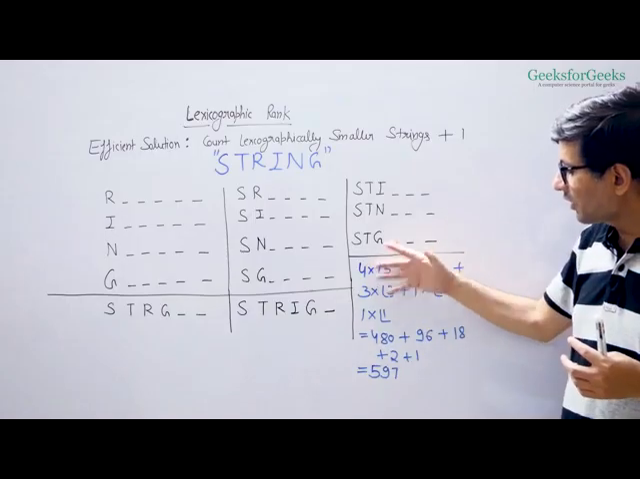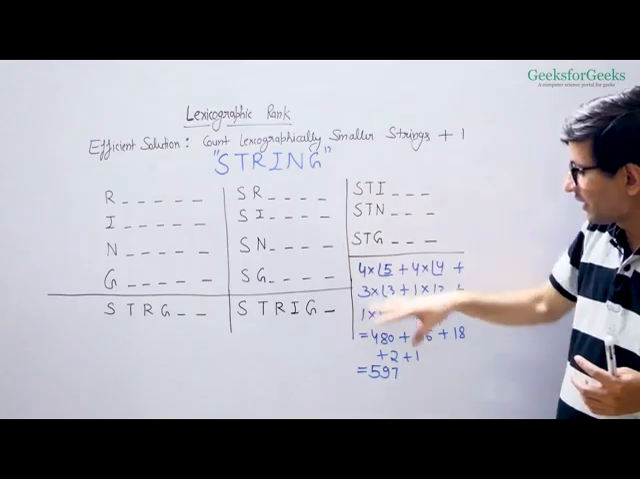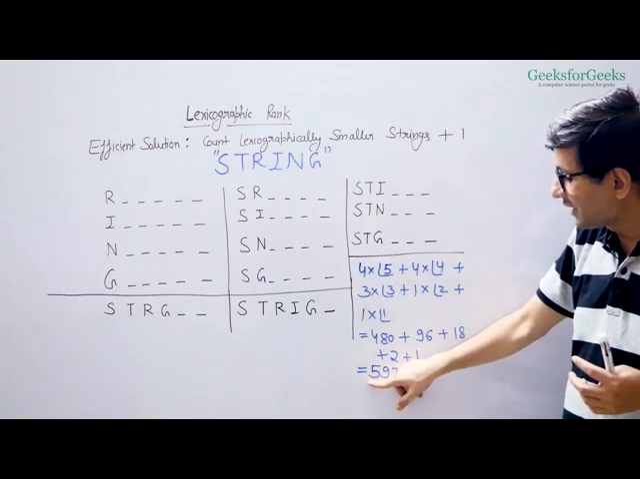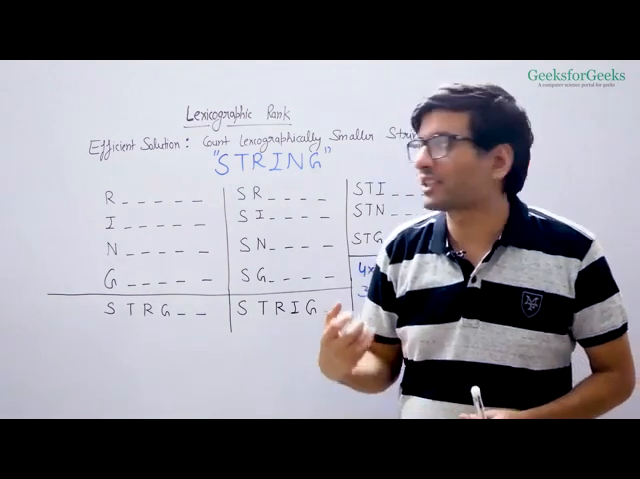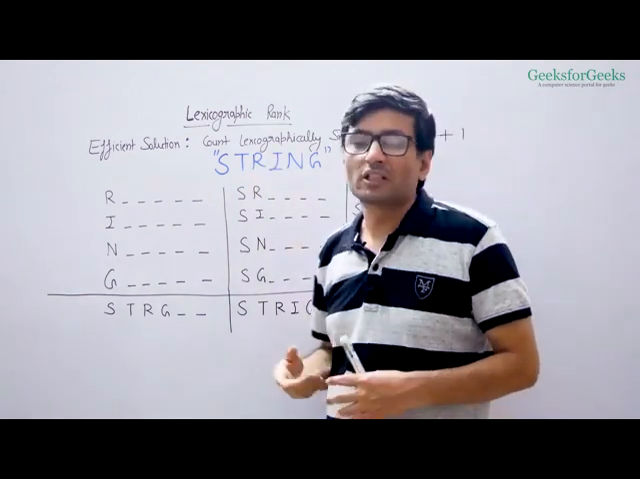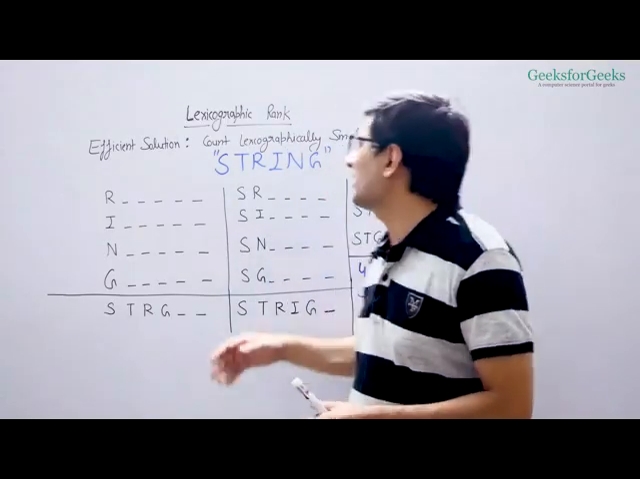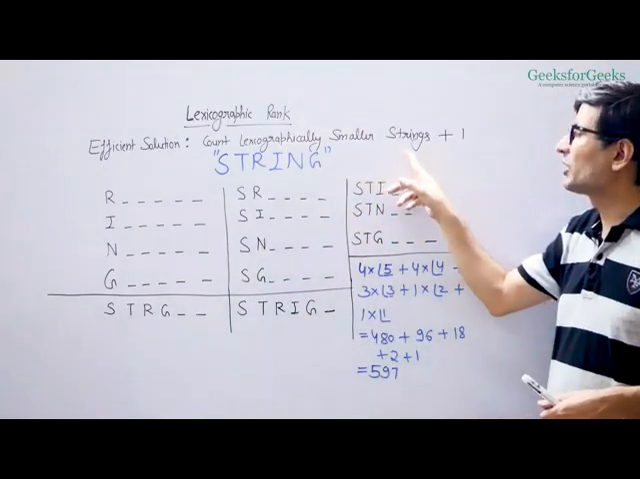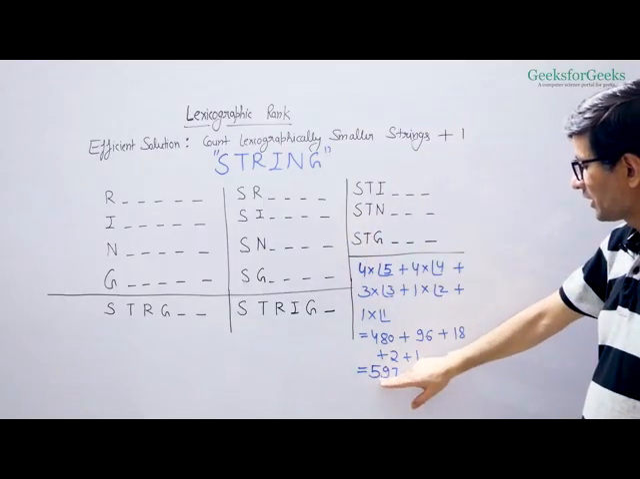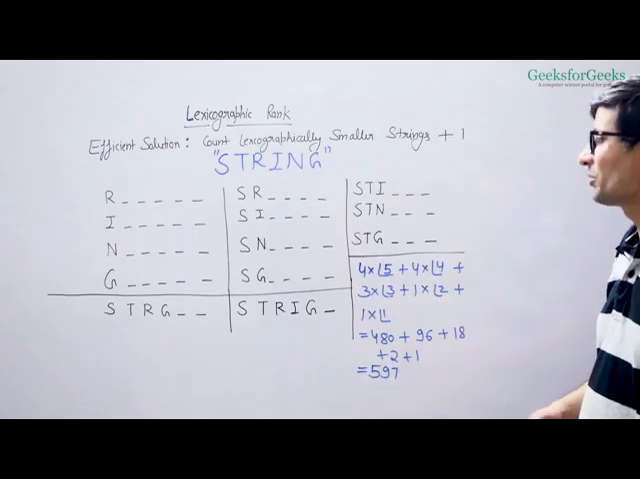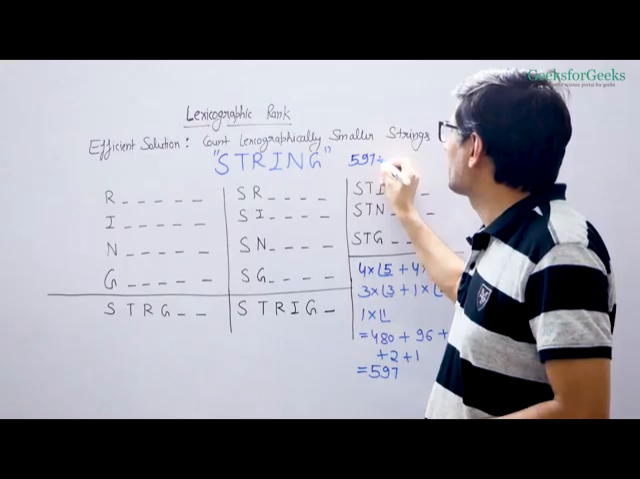So these are all counts of lexicographically smaller strings, right? And if I add these counts, I get 597. So 597 strings are lexicographically smaller than this. Then what will be the rank of the string? It will be 597 plus 1, right? Count of lexicographically smaller strings plus 1. So we use this idea to count lexicographically smaller strings, 597 strings, and then we add 1 to it. So our result is going to be 597 plus 1, which is 598.